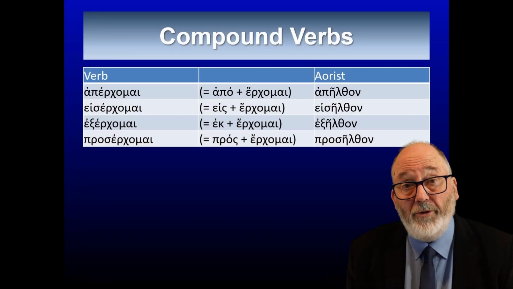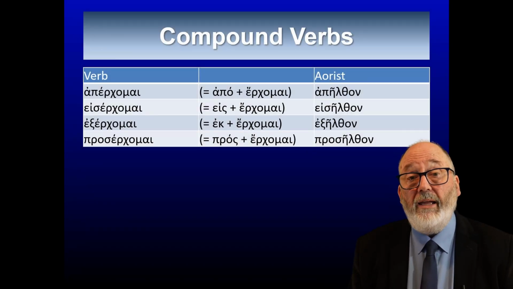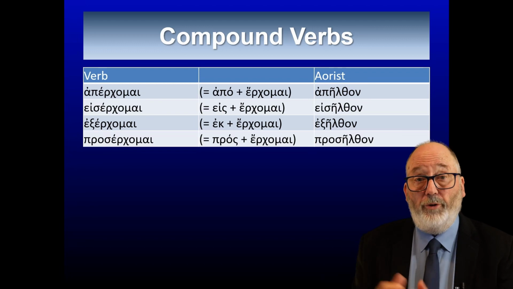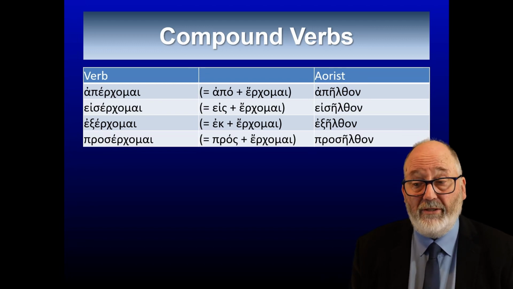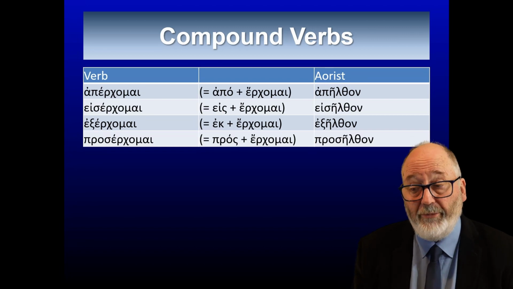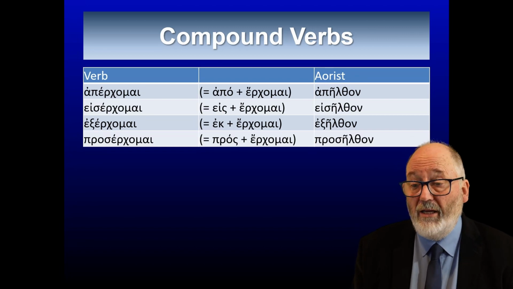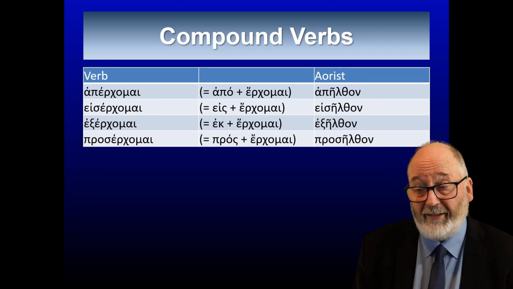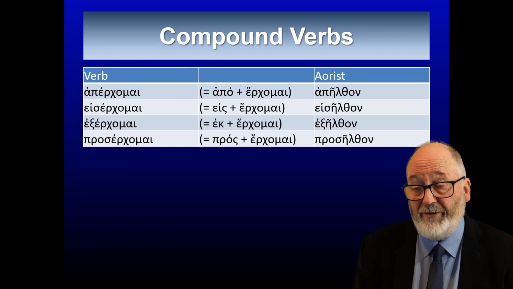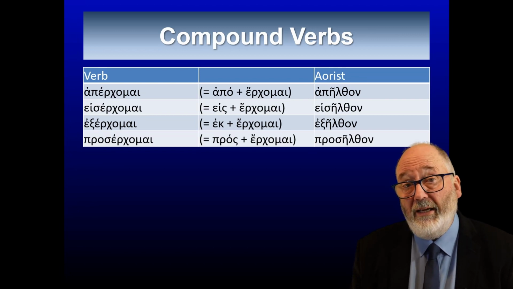Now, there are some verbs that are made up of a preposition plus the verb. And erchomai has several examples of this. We have aperchomai, which is apo plus erchomai. We have eiserchomai, eis plus erchomai. Well, you get the pattern, ek plus erchomai and pros plus erchomai. So what is their aorist?